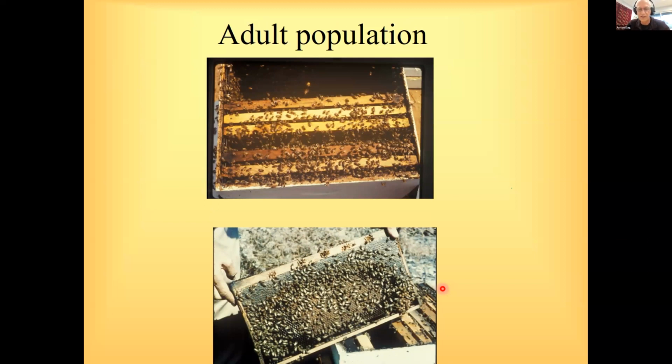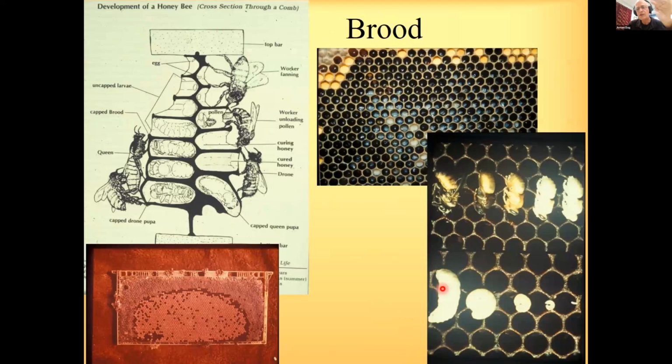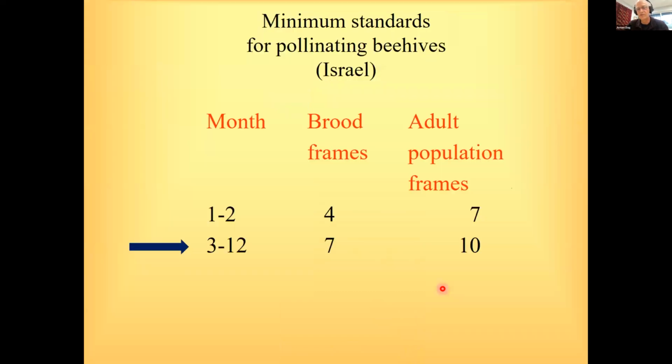So we just count how many frames of the hive are populated with adult bees. And we also refer to the brood, the developing larvae and pupa in the colonies. They are very important bees. Those are the young bees that renew the pollinators in the field, and the young bees that emerge from the hive at the beginning forage nearby the hive and do good pollination work. So it's important to have a lot of developing brood in the hive.